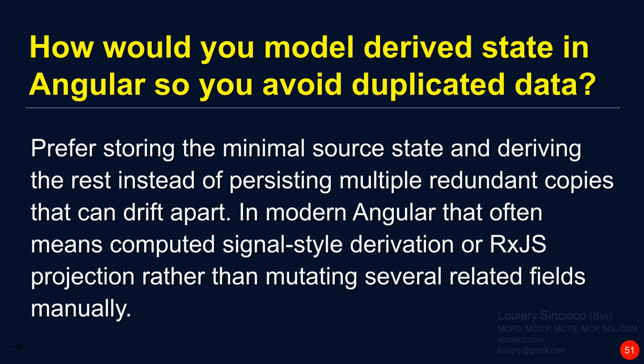How would you model derived state in Angular so you avoid duplicated data? Prefer storing the minimal source state and deriving the rest instead of persisting multiple redundant copies that can drift apart. In modern Angular, that often means computed signal style derivation or RxJS projection rather than mutating several related fields manually.